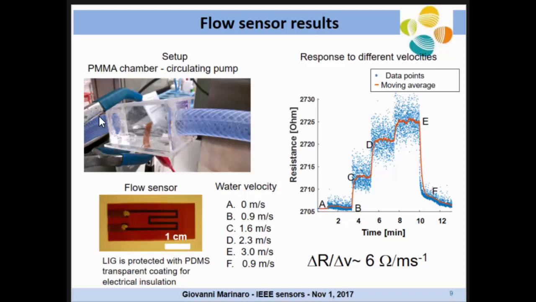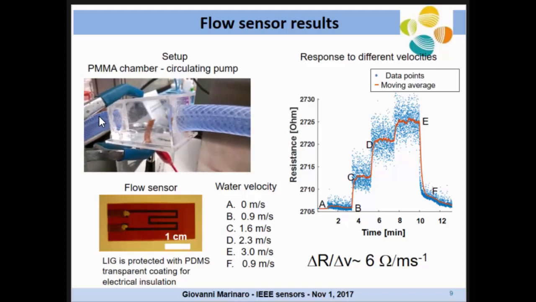As you can see, there is some perturbation due to the laminar flow that goes to the top of the sensor. But it can discriminate different velocities. For instance, the moving average of the resistance allows us to measure these different speeds. And the sensitivity here is 6 ohms per meter per second.